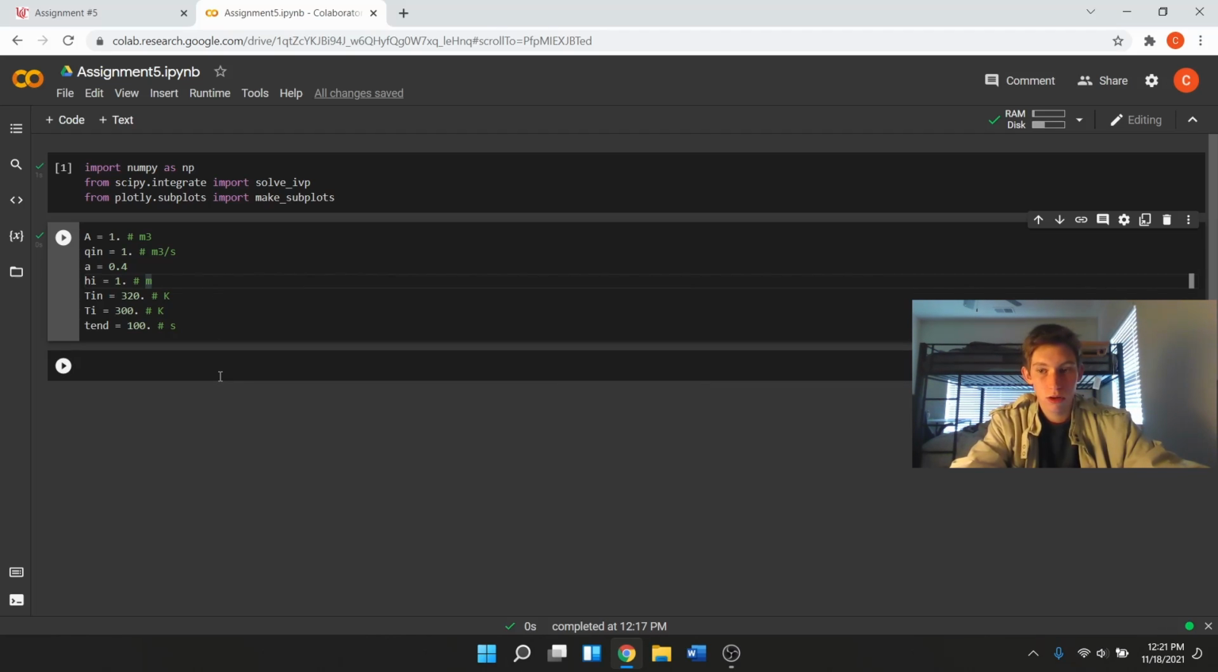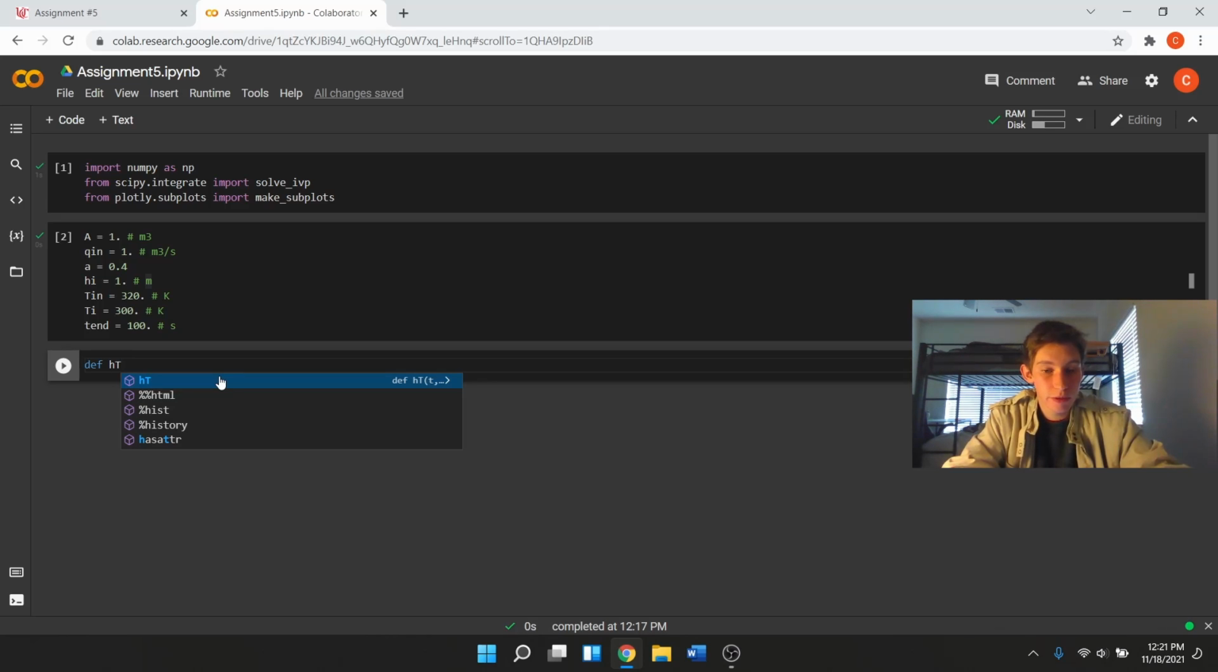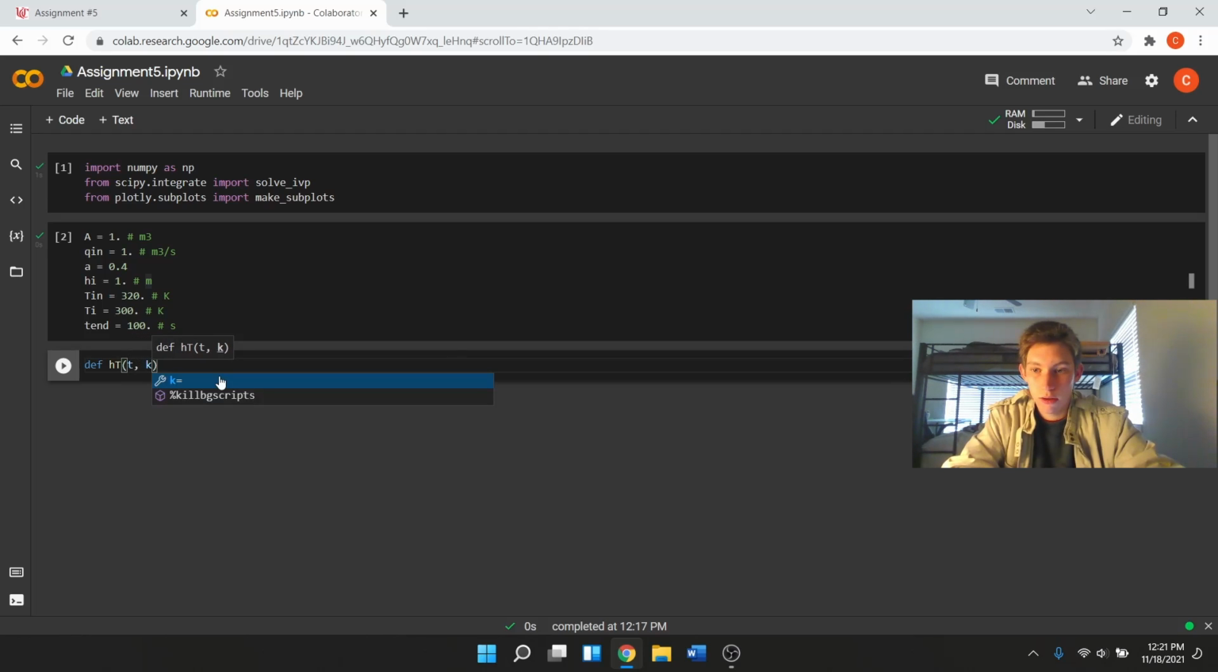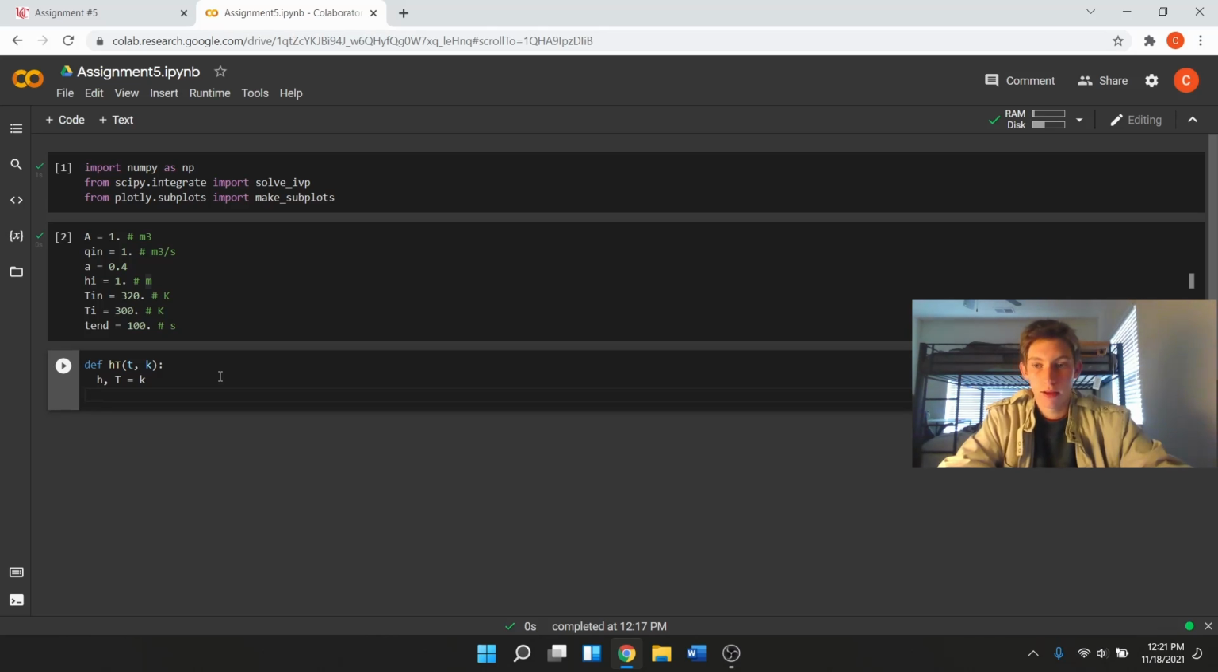So with this, we're going to first start and define a function. We'll call it HT for height and temperature. We need two parameters. We're going to need time and then just kind of a dummy variable, call it K. So now we need to unpack the height and the temperature to equal this K. And then we can input our two differential equations.